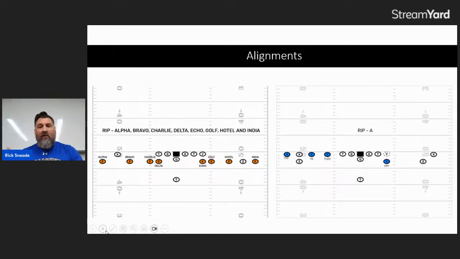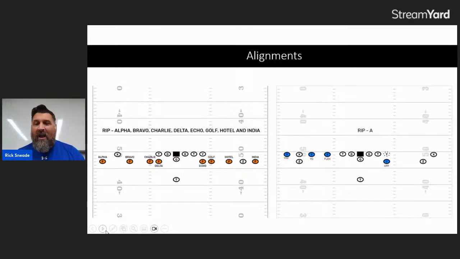Over here to the right, you have RIP. And what that is right now, that's telling our tight end whether we use Yaz, which is Y outside the Z, or Yo, Y is in between the Z and the end man on the line of scrimmage.